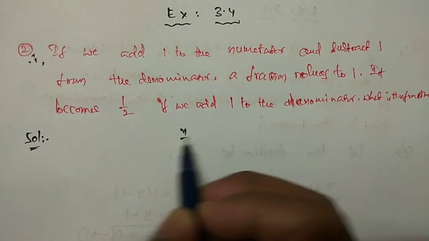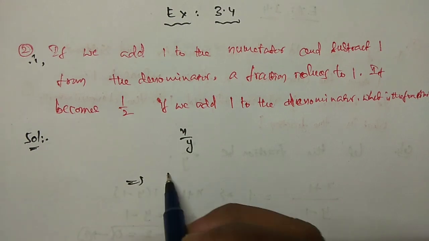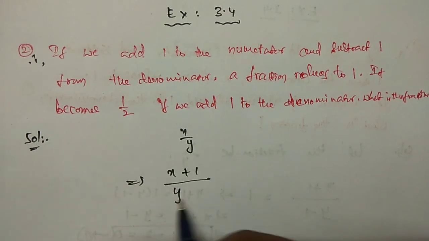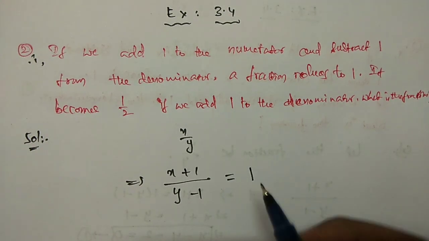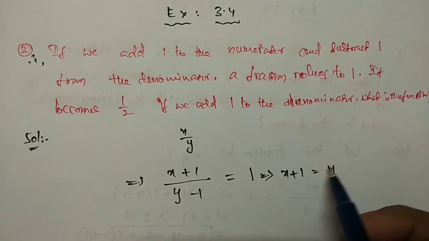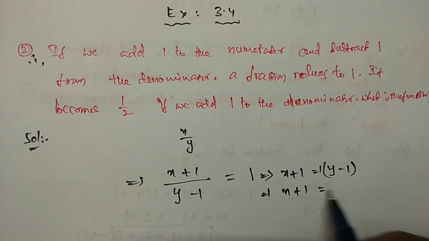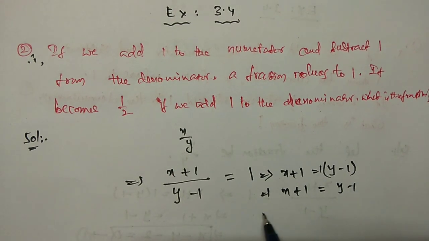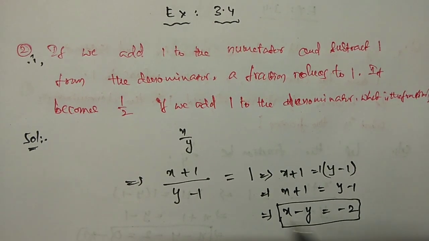Let the fraction be x by y. If you add 1 to the numerator and subtract 1 from the denominator, it reduces to 1. That implies if we cross multiply it, x plus 1 equal to 1 into y minus 1. So x plus 1 equal to y minus 1. x minus y equal to minus 2. This is the first equation.